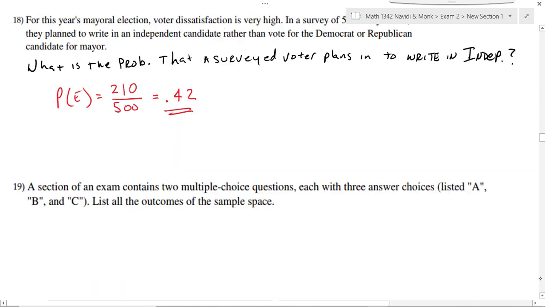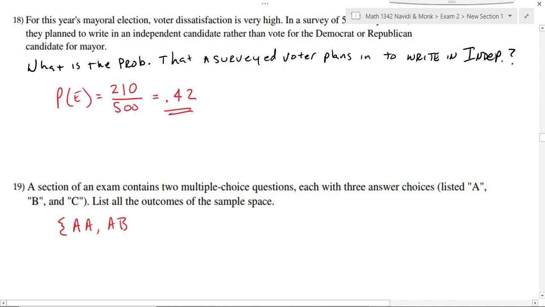Number 19. A section of an exam contains 2 multiple choice questions, each with 3 answer choices listed A, B, and C. List all the outcomes of the sample space. So we have 2 questions on the test, and there's 3 answer choices. So I could write A for the first and A for the second.